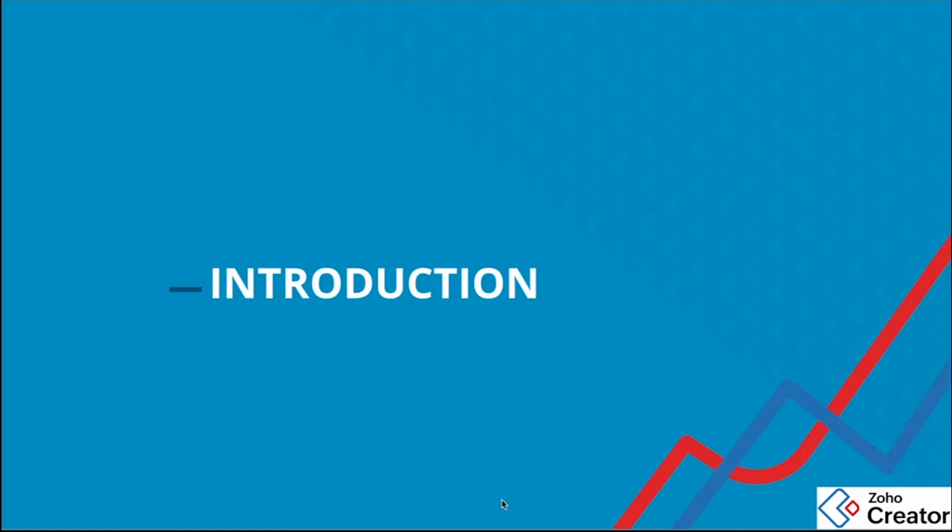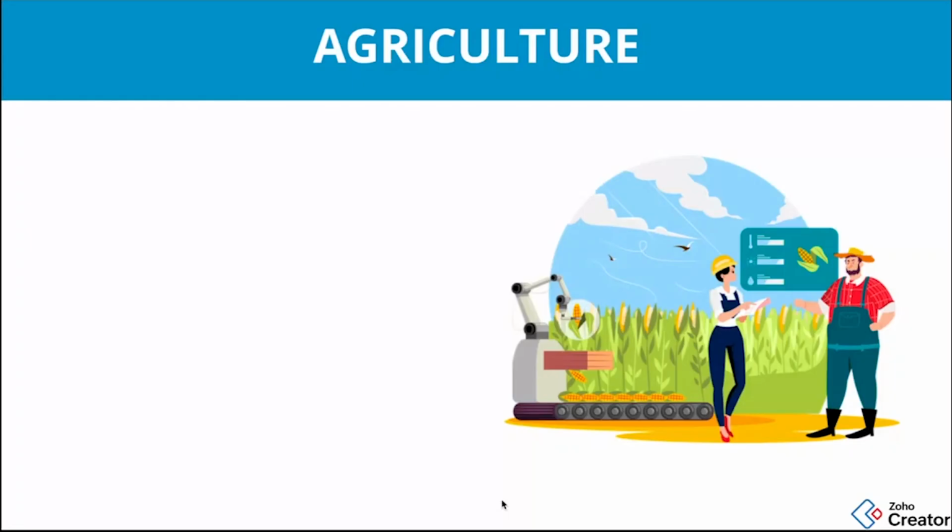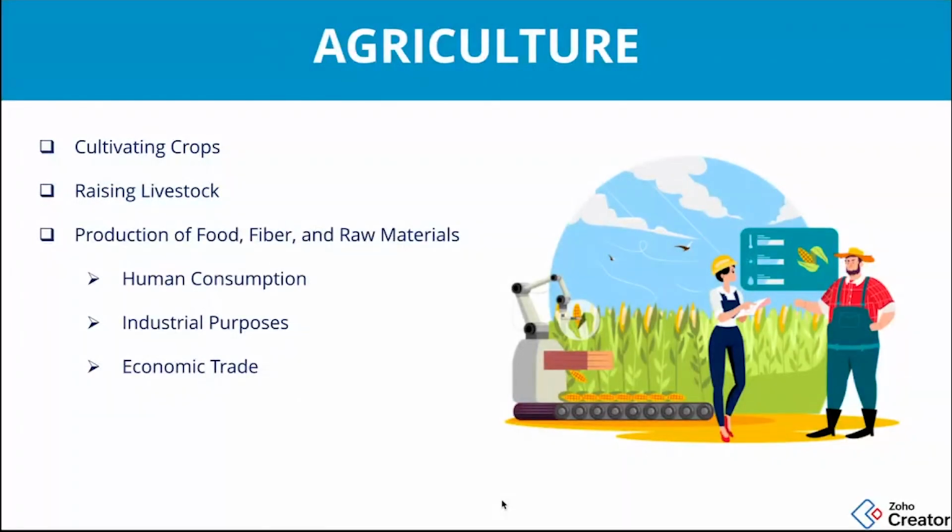So introduction. As you all know, agriculture is the backbone of our society, right? Basically, agriculture is the process of cultivating crops, raising livestock, and it also involves the production of food that humans consume, and the fiber and raw material that industries process further to provide us with the proper goods. And later, it also involves the economic trade, that is import and export of goods that are being processed between countries. So these are the basic things that are involved in the agricultural industry.